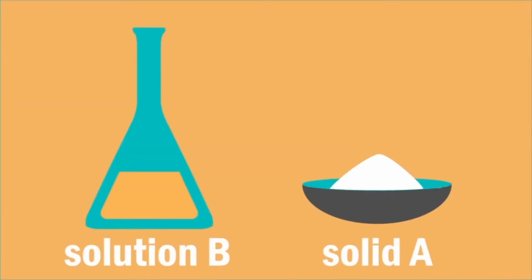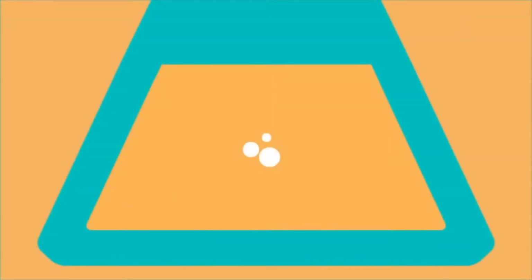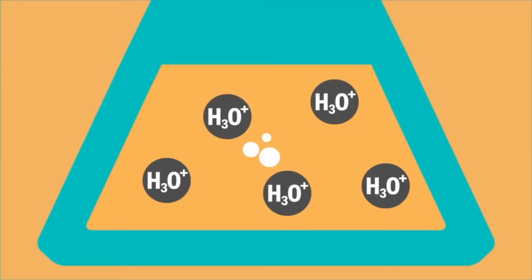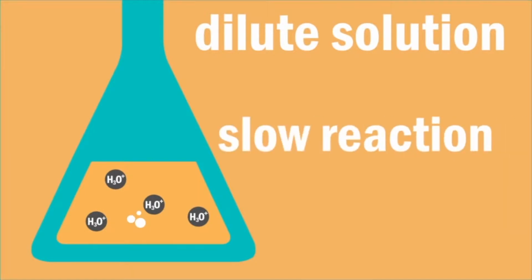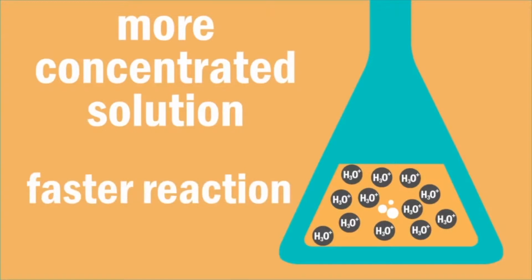For example, let's take solution B, which is hydrochloric acid, and solid A, which is marble chips. As we react the two substances, you can see that very few H3O+ ions react with the marble chips. This causes a dilute solution, a slow reaction, hence a low reaction rate. In contrast, in a more concentrated solution of hydrochloric acid, there are a greater number of H3O+ ions that react with the marble chip particles, hence providing a faster reaction and a higher reaction rate.